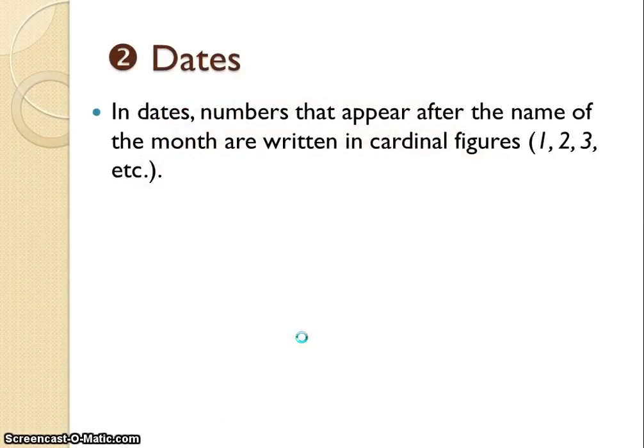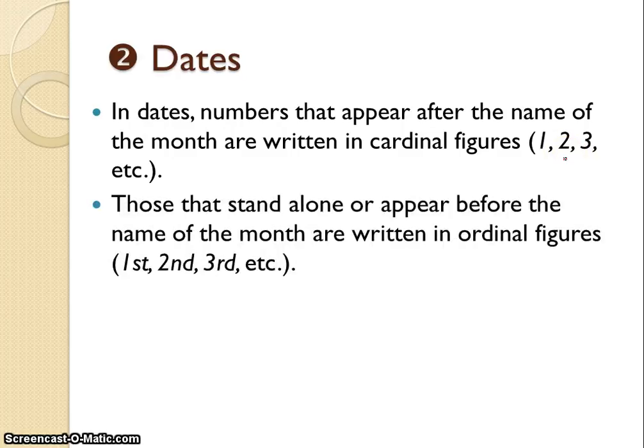Okay, dates. In dates, numbers that appear after the name of the month are written in cardinal figures: 1, 2, 3, and so on. So we may say June 1st, but we write it June 1. Those that stand alone or appear before the name of the month are written in ordinal figures, such as 1st, 2nd, and 3rd.